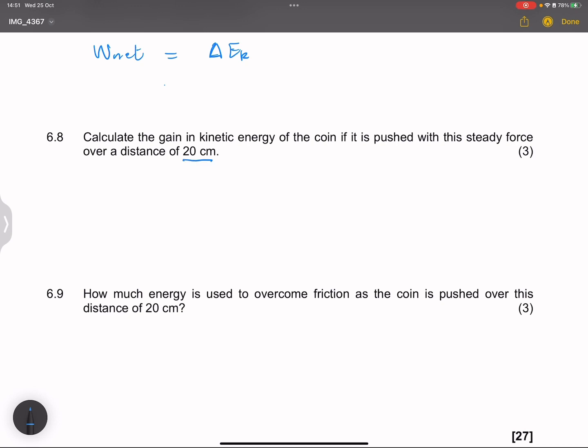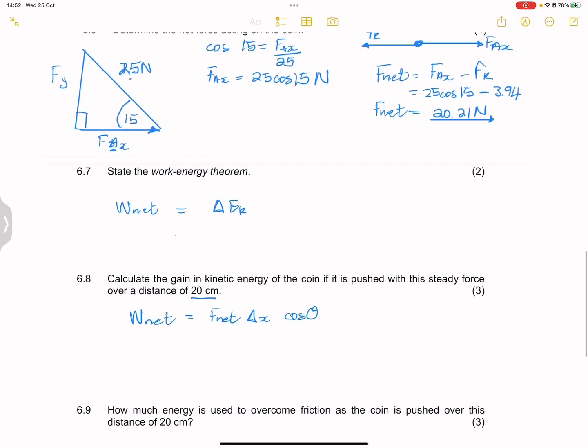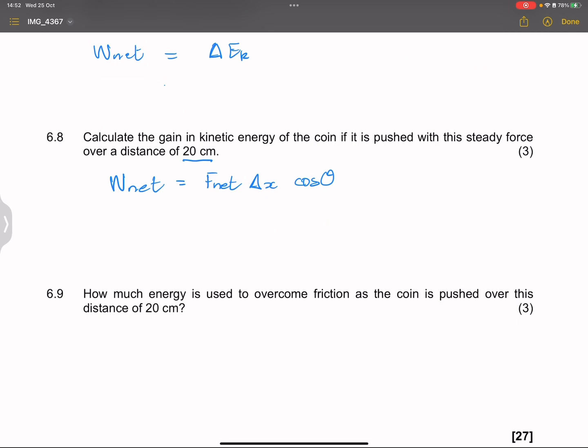So what are we going to do? We're looking for the change in kinetic energy. But remember, we said that the net work done is that change in kinetic energy, right? So I'm going to find out what the net work done is. I already have the net force multiplied by delta x, the cos of angle theta, right? So my net force, the value of my net force was 20.21, okay? So this would be 20.21. My displacement is 20 centimeters.